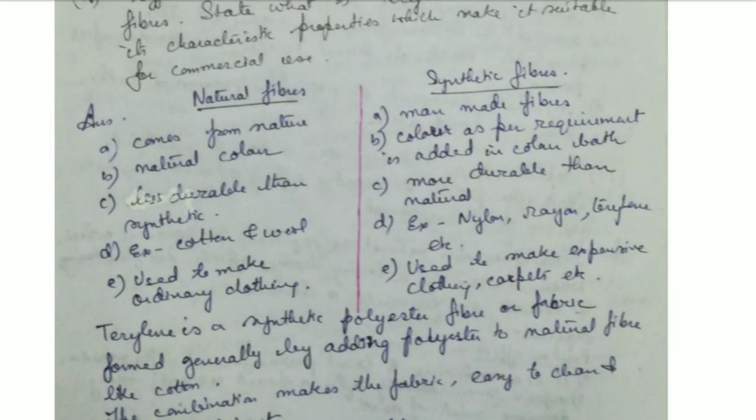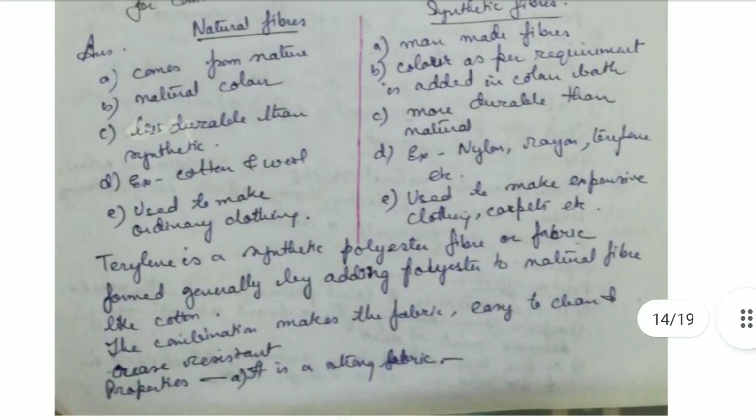Then natural fibers have natural color, whereas in synthetic fibers the color is added as per the requirement. Natural fibers are less durable than synthetic fibers. The synthetic fibers are more durable than natural ones. Examples of natural fibers are cotton and wool, and synthetic fibers are nylon, rayon, terylene, etc. Natural fibers are used for making ordinary clothing, whereas synthetic fibers are used for making expensive clothing, carpets, etc.